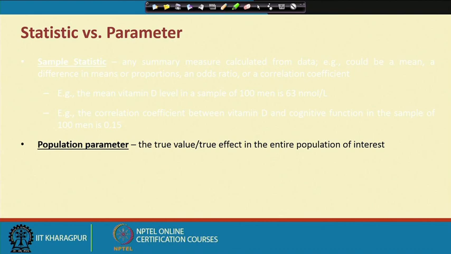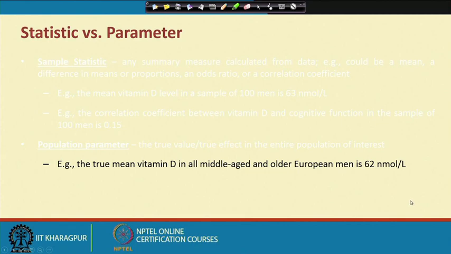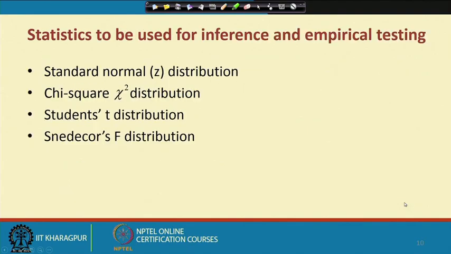The population parameter is the true value or true effect in the entire population of interest. The classic example is the true mean vitamin D in all the middle-aged and older people in European countries, say the mean is 62, and corresponding to these figures we have to calculate the sample statistic and then compare. Similarly, the correlation coefficient between vitamin D and cognitive function in this entire population. So the idea is that you have a population figure and a sample figure, and you have to check how representative the sample is of your population. Sometimes the sample may be good, sometimes it may not be good. So we want to get some inference, and on the basis of that you have to take the management decisions.